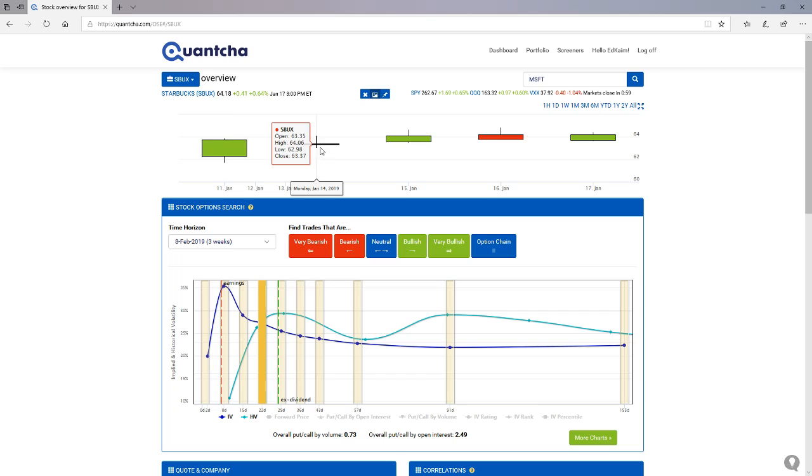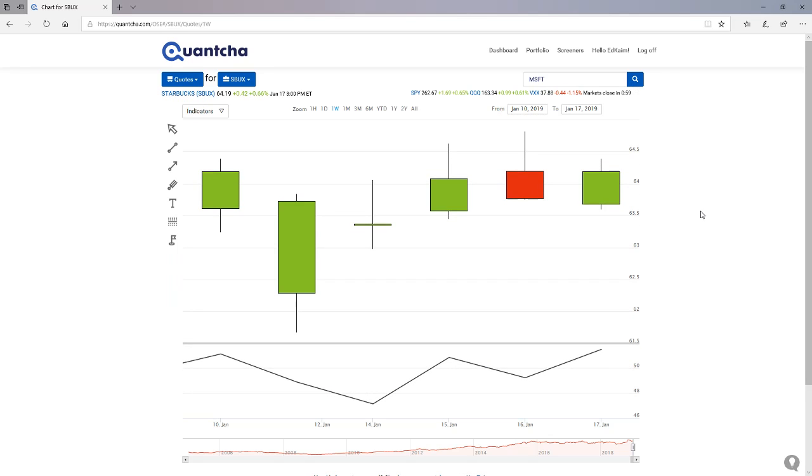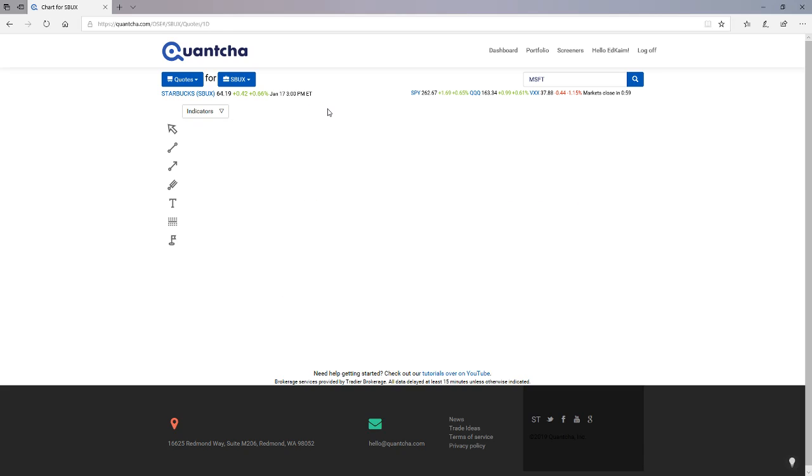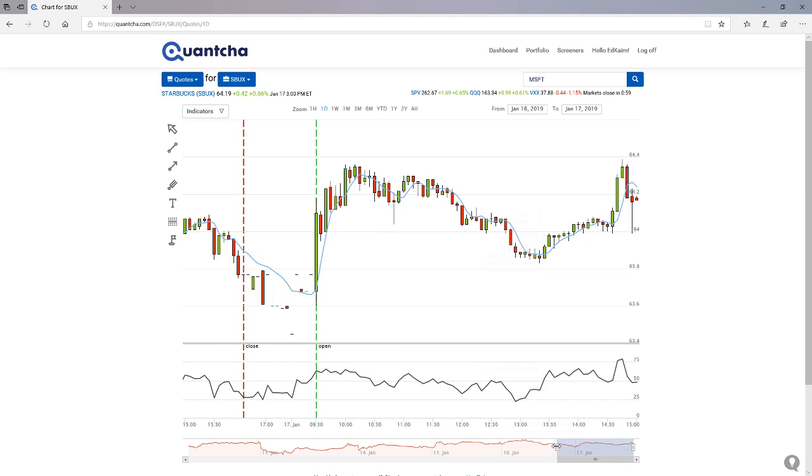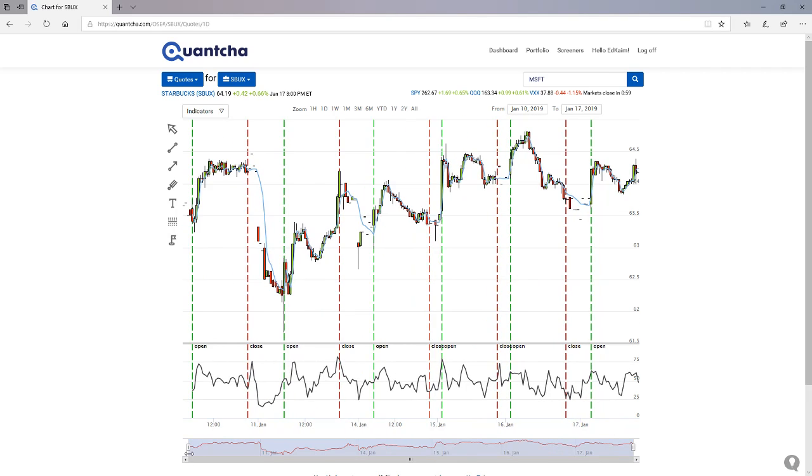And you'll notice that it's green almost every day here, because Starbucks has this habit lately of actually closing above where it opened. So if we move to the daily chart here, I'm going to go out and take a look at the past week, the full week of data.